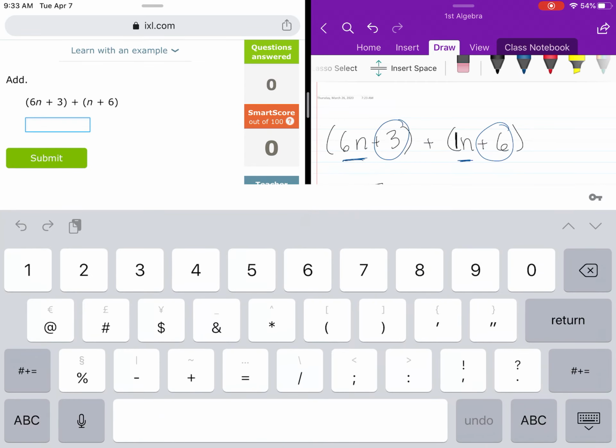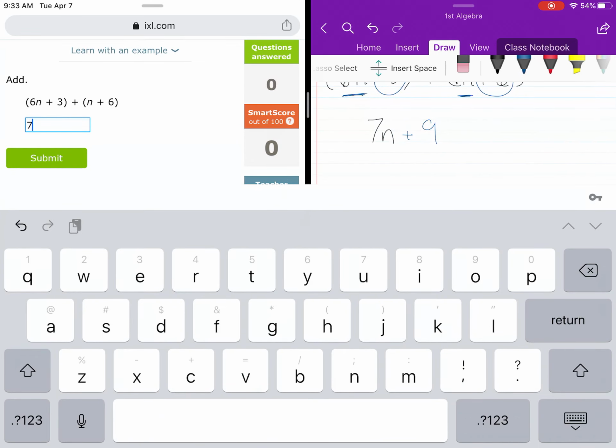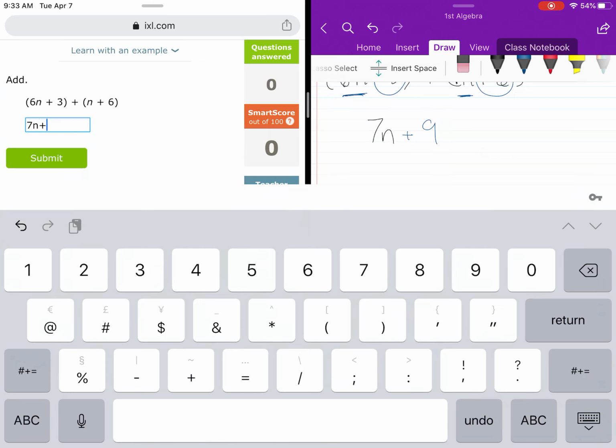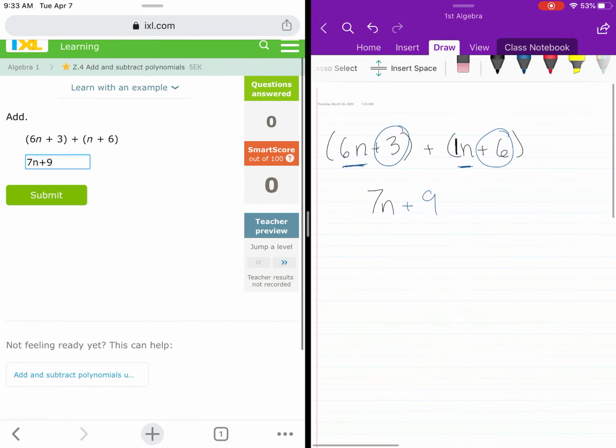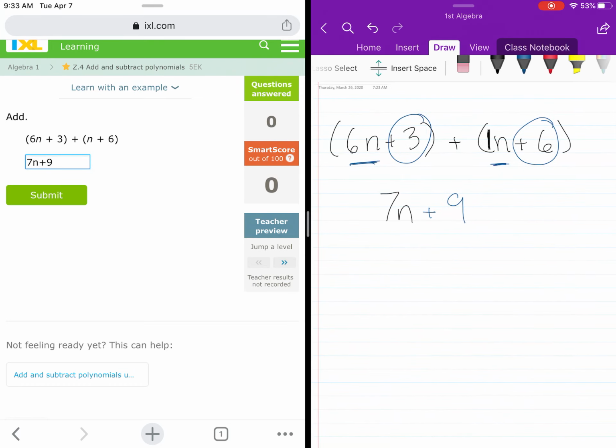So then go ahead and type that over here into our IXL. 7n plus 9. And that is what you need to do there. So you're only going to add the ones that have the same variable together or the same exponents. We'll see some of those in a moment.